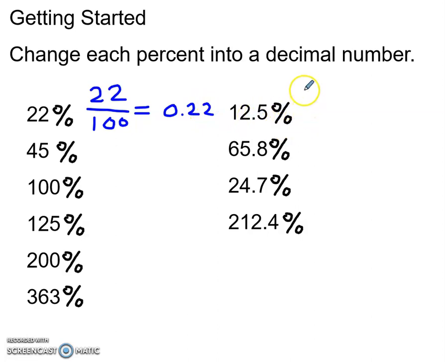Even if you have a decimal number, so 12.5%, and if I want to turn that into a decimal number, I'll do the same thing. I'll take 12.5 and I will divide it by 100. So the decimal number becomes 0.125.